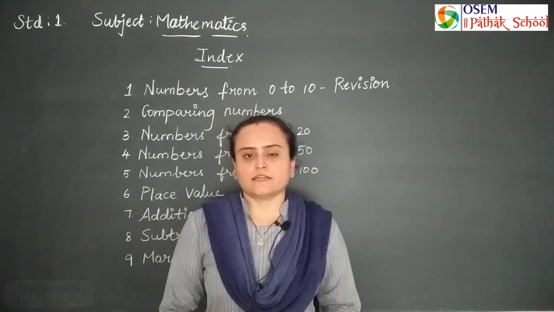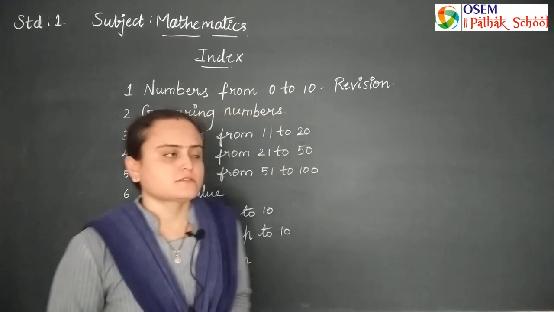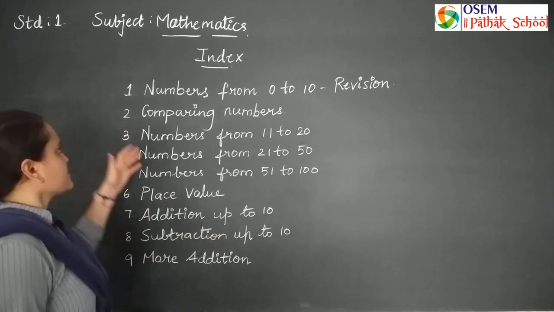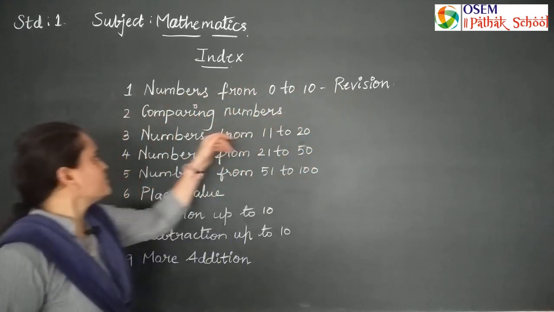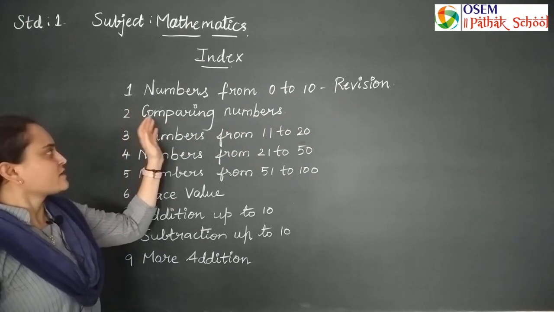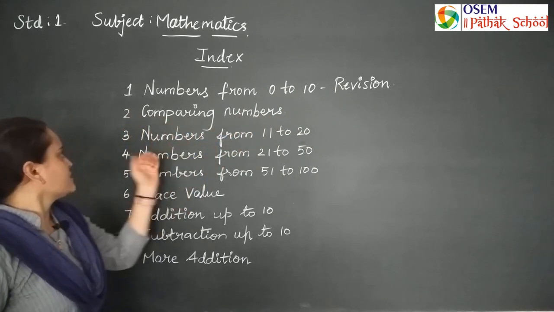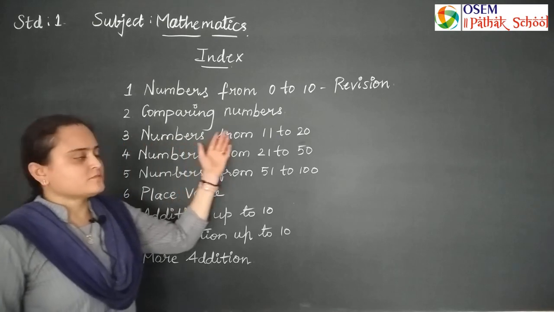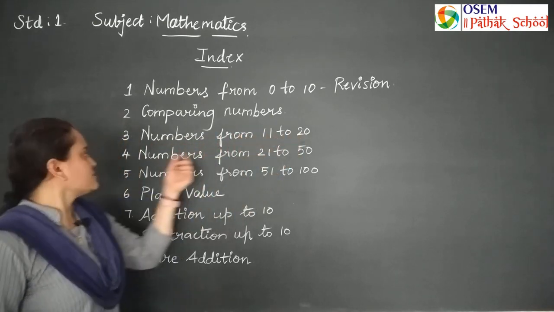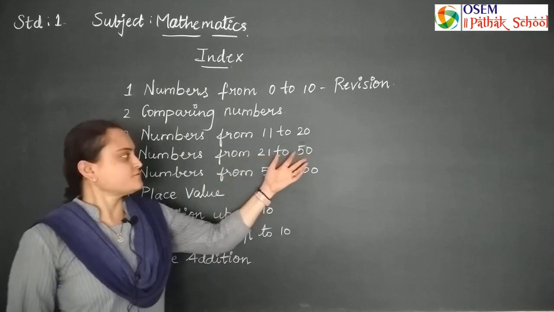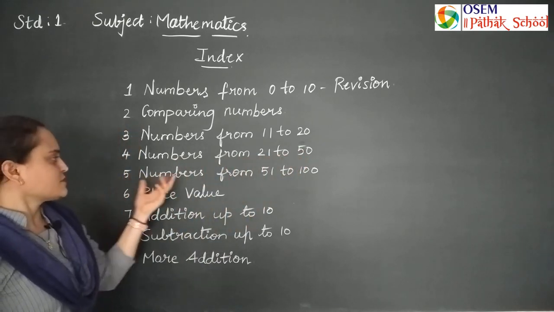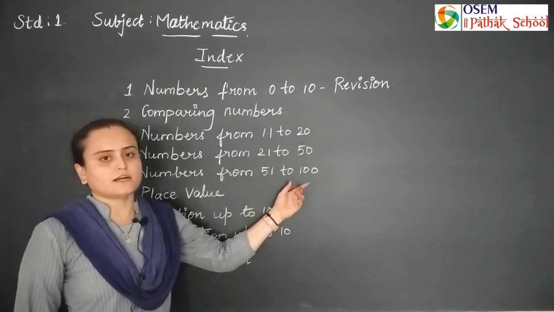Lecture is for the first time. First we introduce the index. First chapter is numbers from 0 to 10 revision. Then second chapter, comparing numbers. Then third, numbers from 11 to 20. Then fourth chapter, numbers from 21 to 50. Then fifth, numbers from 51 to 100.